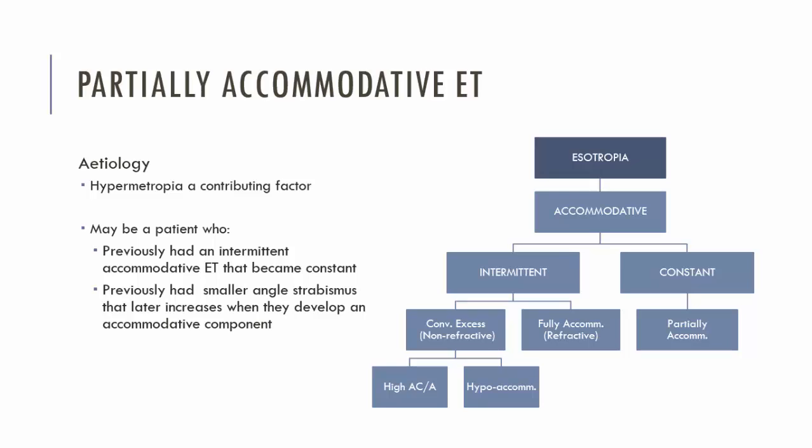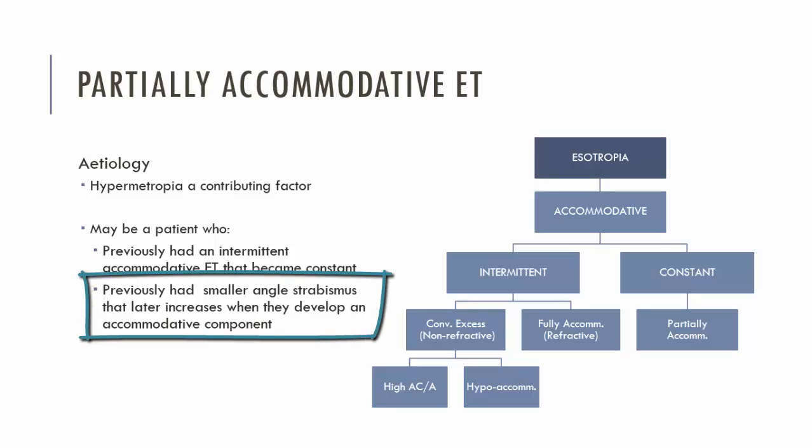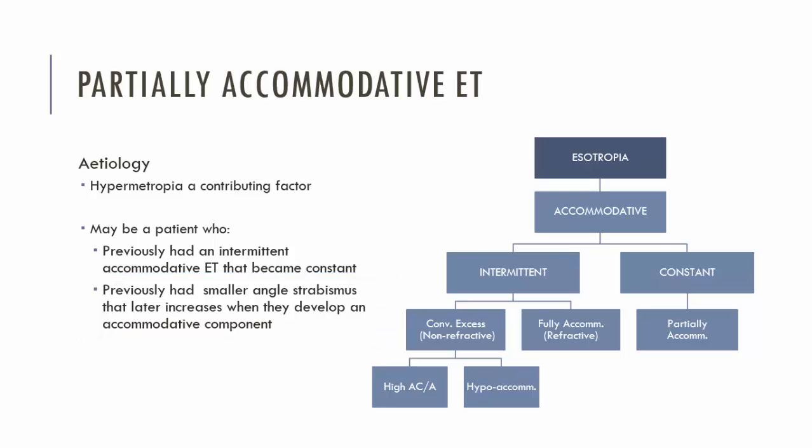These patients usually have good potential for BSV because they were once intermittent and had a longer period of time of BSV. Other patients may have had smaller angle strabismus when younger, and as they've gotten older, they've developed an accommodative component to this strabismus, and it's increased in size, and this is usually the time that these patients present to the clinic. These patients tend not to have as good potential for BSV.